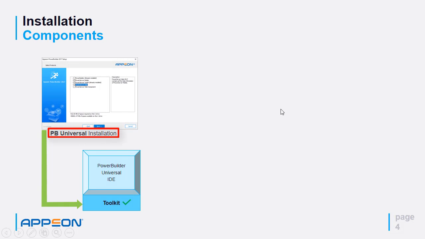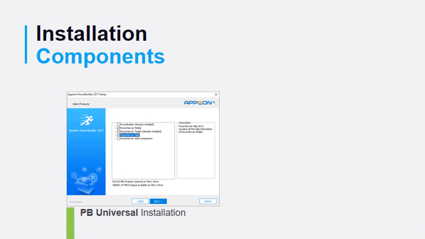On the left-hand side, we can see the PowerBuilder 2017 Universal installation. After that installation is complete, the PowerServer Toolkit will also be installed within the PowerBuilder Universal IDE environment. PowerServer Web and Mobile is a separate product. You'll notice that on the left-hand side for the installation, PowerServer Mobile would have been installed. This is not quite the same as PowerServer Web and Mobile.